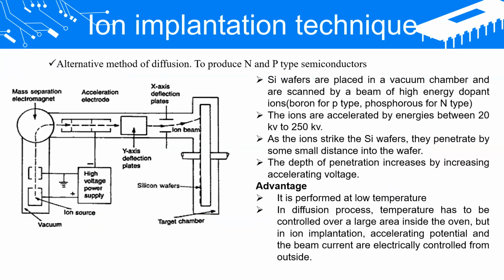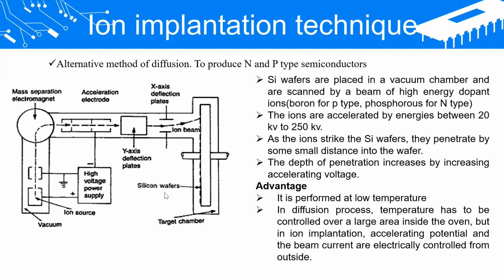The next process is called the ion implantation technique. The main objective of basic ion implantation is to direct a beam of dopant atoms with appropriate acceleration and energy to the silicon substrate. The schematic diagram of a typical ion implanter is shown in this figure.